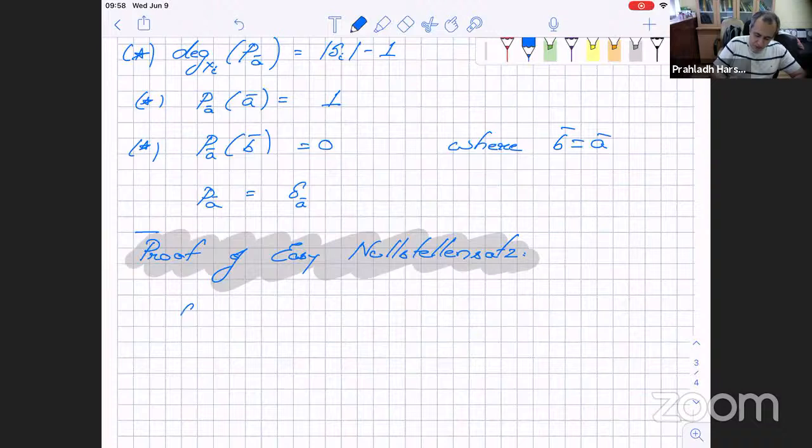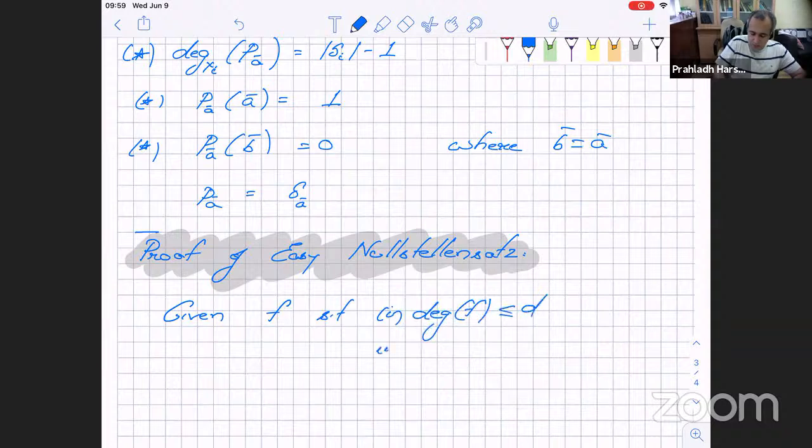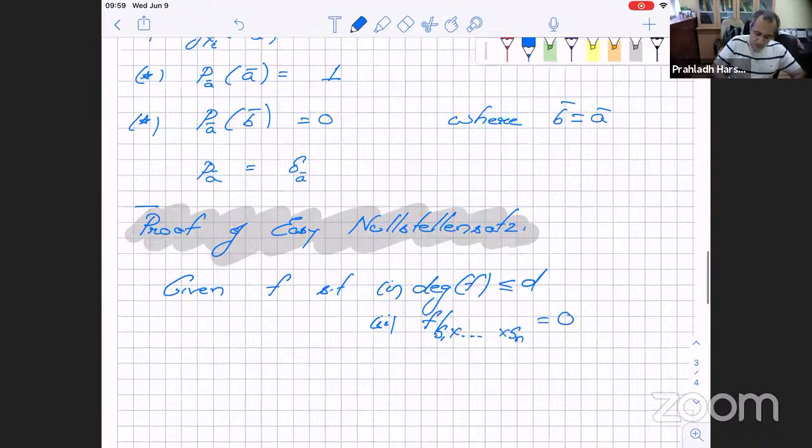So what are we given? We're given f, where two properties of f were given to you. One is the degree of f was less than or equal to d. The other was f, when viewed as a function on the grid, was 0. This is what we had. So now the proof was that we'll just apply the univariate division algorithm.